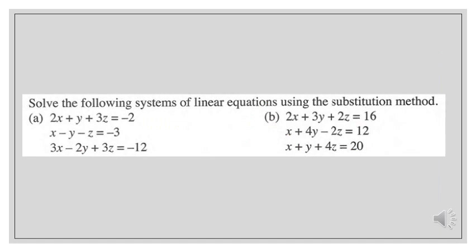Okay, in this slide, our question now is: solve the following systems of linear equations by using the substitution method. Question number 2a, I will explain to you and show you the solution steps in our next slide.